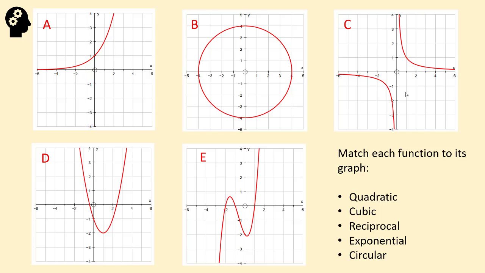Okay, I hope you had a go at this matching activity with functions with graph. So A is exponential, B is circular, you can never go wrong with that one, you can see the circle. C is reciprocal, D is quadratic, so it's the shape of a U or upside down as well, and E is a cubic graph.